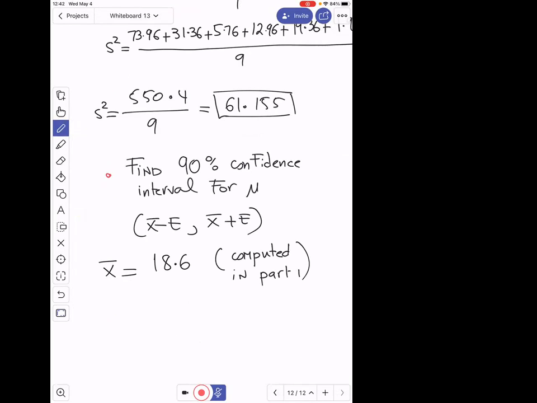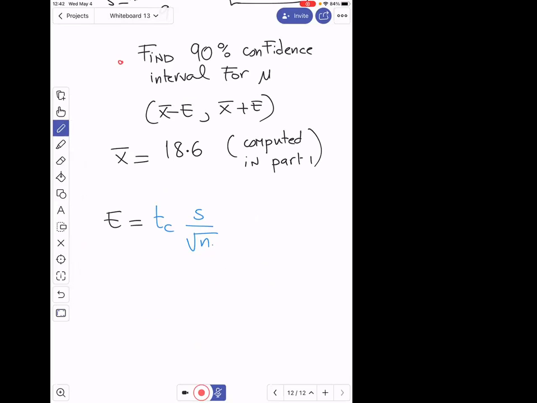All right, so we have our X bar. Now, what about the E? As I said, sigma is not given. Sigma is unknown. We don't know sigma here, right? So if sigma is unknown, then E would be t subscript c times S over square root of n. Now, how do we find this t subscript c?